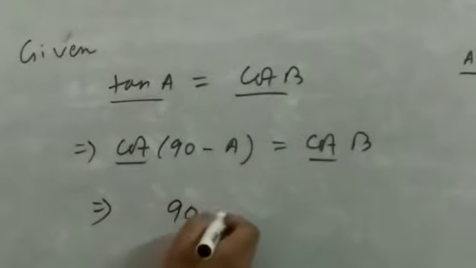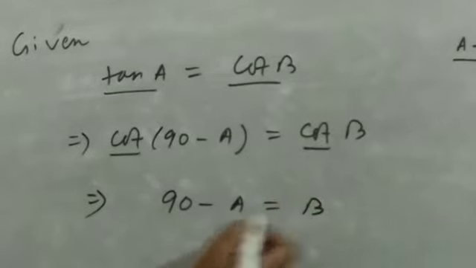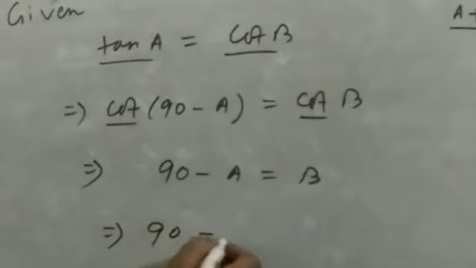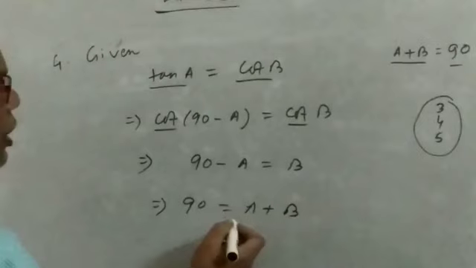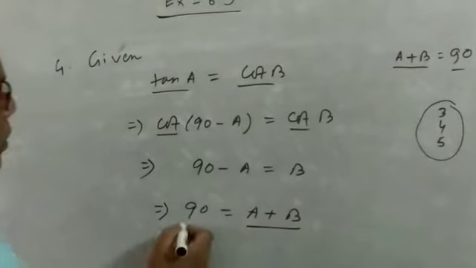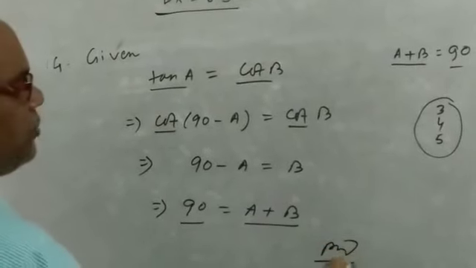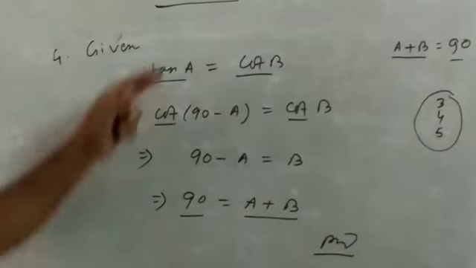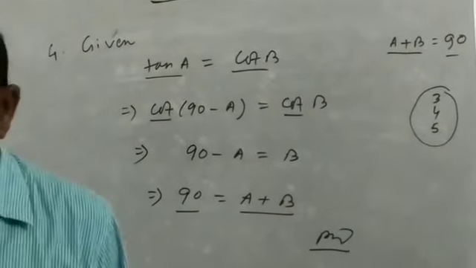So here 90 minus A equals B. Now we can write that 90 is equal to A plus B. So it is proved that A plus B equals 90. It's very easy. Is that clear? So number 4 is finished.